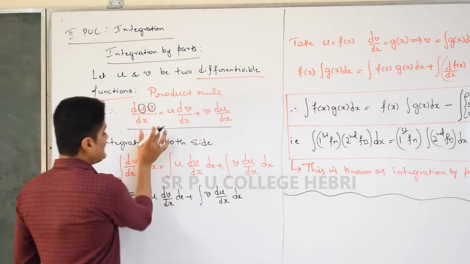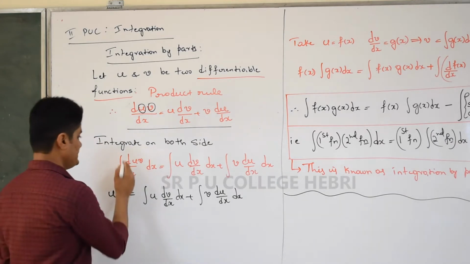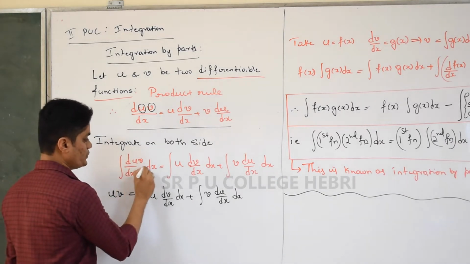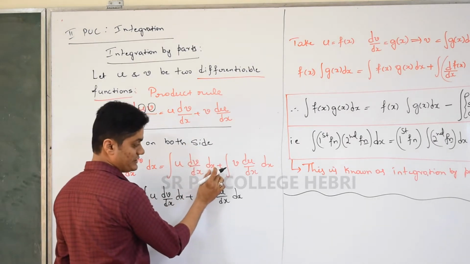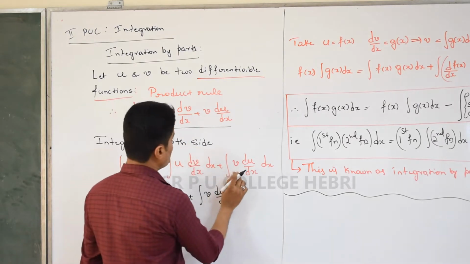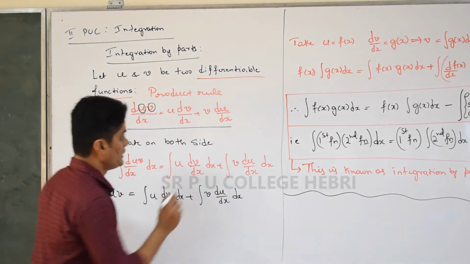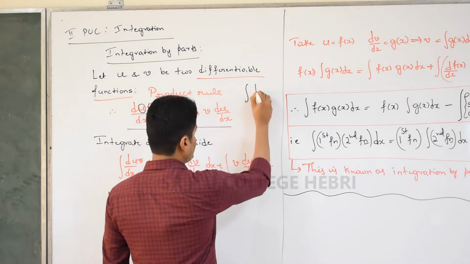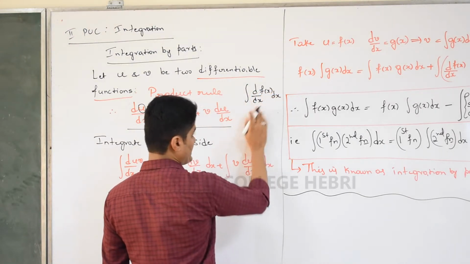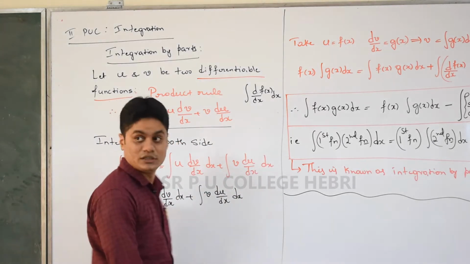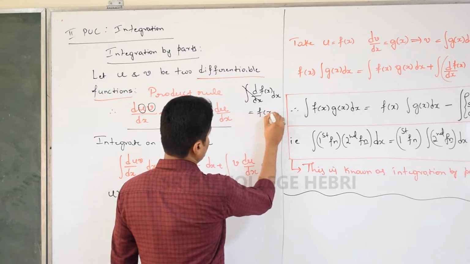Now integrate on both sides. Integrate the product rule on both sides. So that is the integration of d by dx of uv dx equals the integration of u into dv by dx into dx, because this represents integration by parts, plus v into du by dx into dx. Now remember, whenever you integrate and differentiate a function with respect to x, and the differentiation is also with respect to x, then integration and differentiation cancel, and you get only f of x.